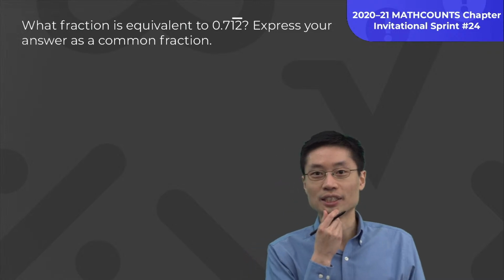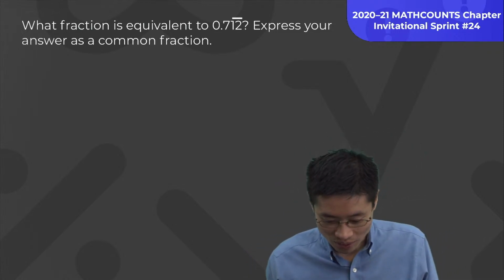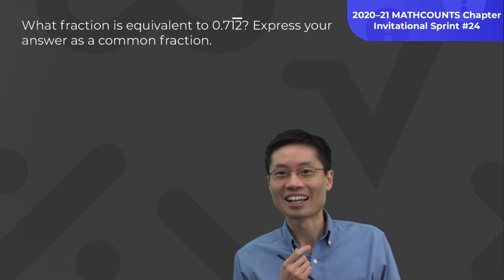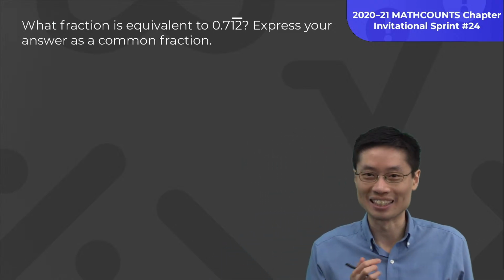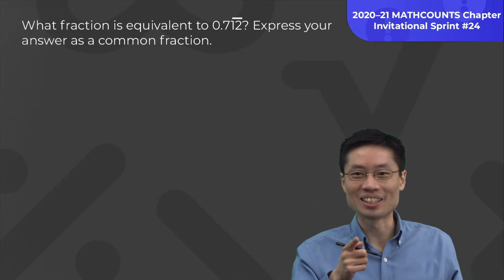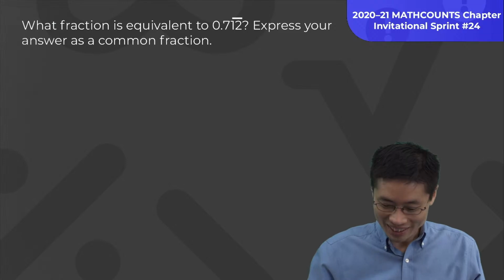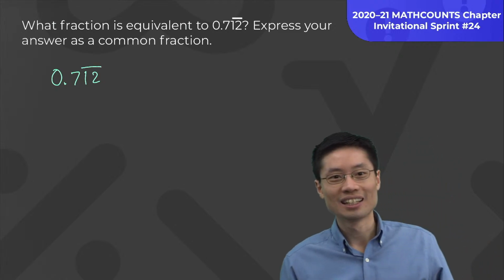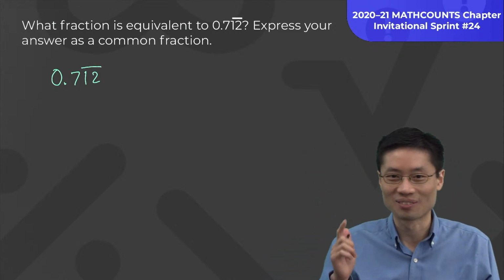What fraction is equivalent to... I can't exactly tell which digits are repeating. I think it is 0.7 and 1, 2 are repeating. Does anyone know what the question's supposed to be? Is the question supposed to be 0.712 with the 1, 2 repeating? Okay, people say it's 1, 2, 1, 2, 1, 2. Okay, the 1 and the 2 repeating.